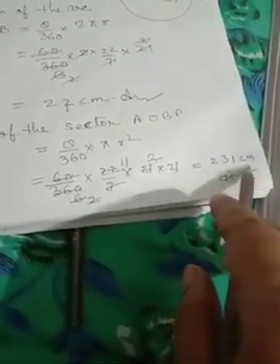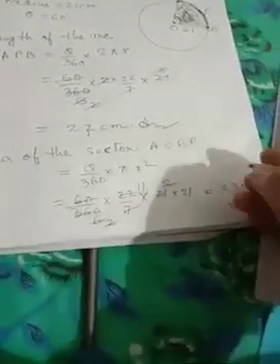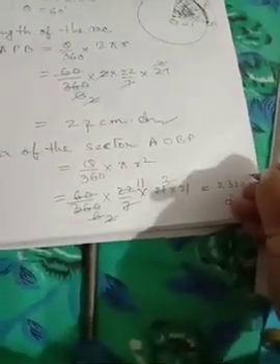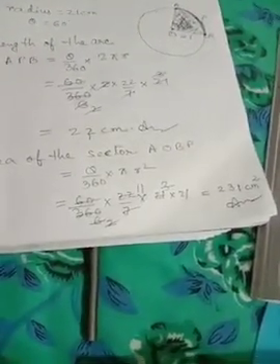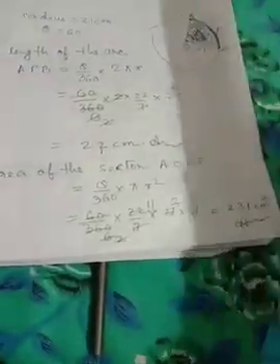After solving this, we get 231 centimeter square. So the area of the sector is 231 square centimeter. Okay students, 231 square centimeter is the area of the sector.